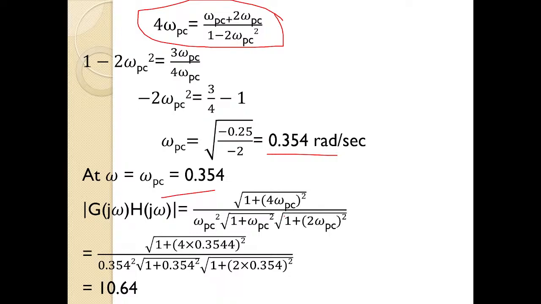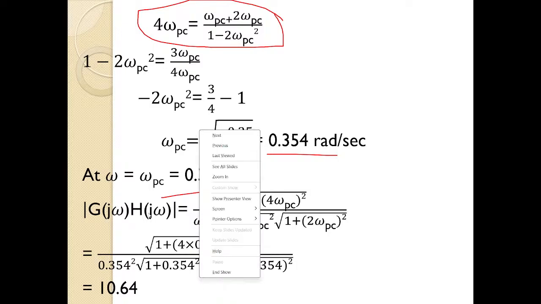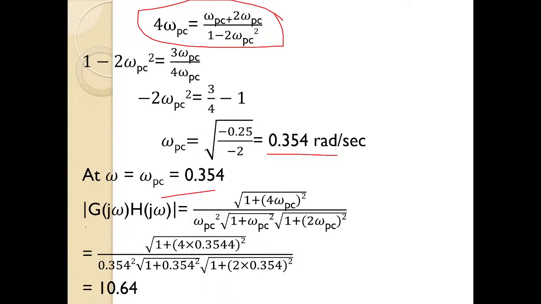Now when omega equals omega pc, what about the magnitude of G(j omega)? This is my G(j omega)H(j omega), magnitude is what? Instead of omega, write omega pc, substitute omega pc in the above equation. If you substitute, you will get the magnitude of G(j omega)H(j omega) as 10.64. So the magnitude is 10.64.